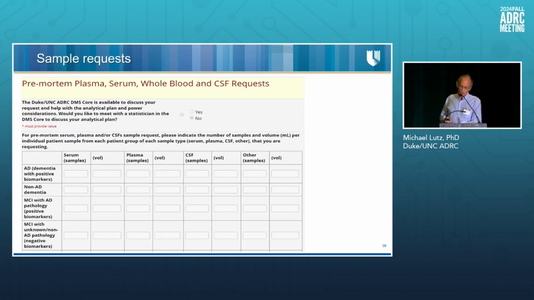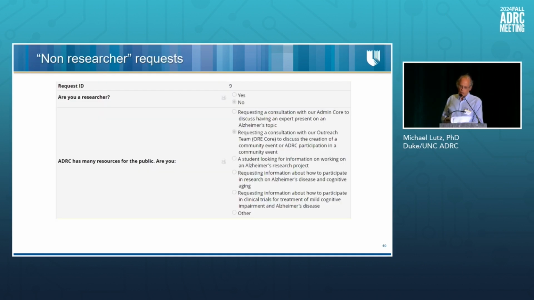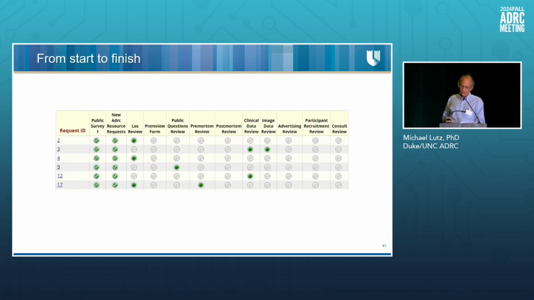Sample requests tend to be more complex and require specification of both sample numbers and volumes. This information is organized in a table. If the investigator would like to consult with a statistician, it's as easy as clicking a box which sends an email of the request. Requests from the community are handled by the resource request system. These might involve presentations or participation at community events.